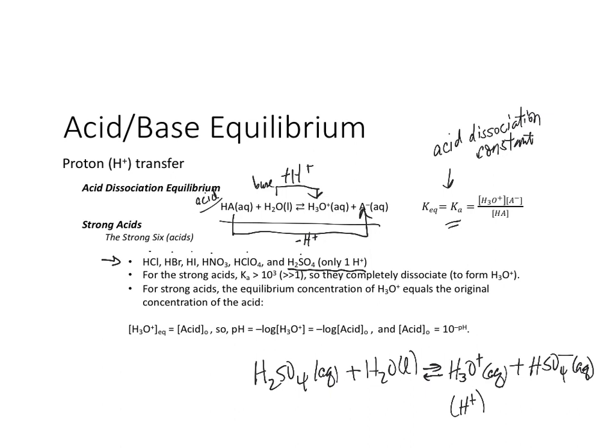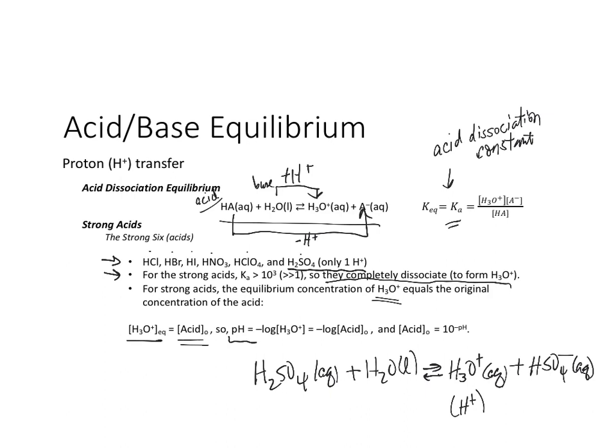Now, here is the important thing. For these strong 6, for the strong acids, the Ka is greater than 1,000. Okay, remember our discussion of large equilibrium constants. What does that mean? They completely dissociate to form hydronium. So for strong acids, the equilibrium concentration of hydronium equals the original concentration of the acid. So at equilibrium, hydronium concentration is essentially going to be the original acid concentration.